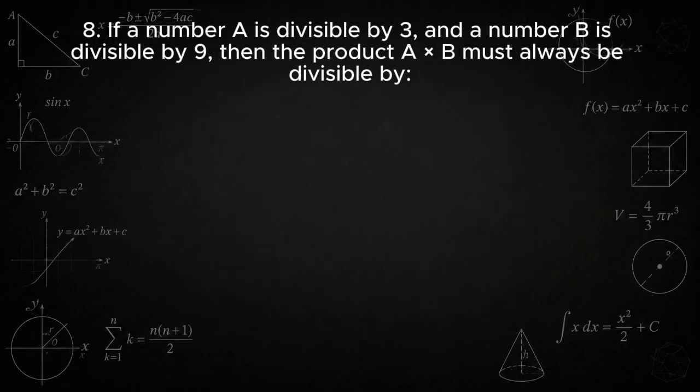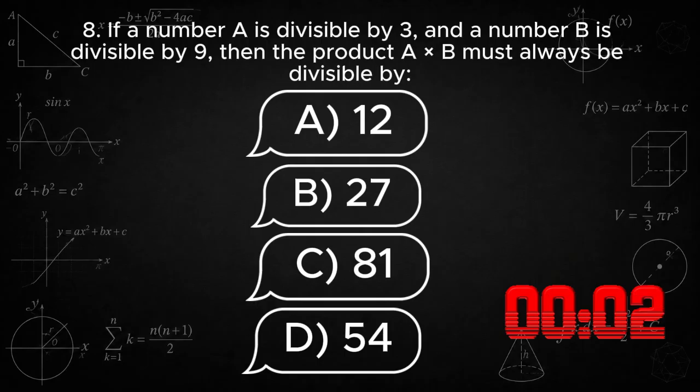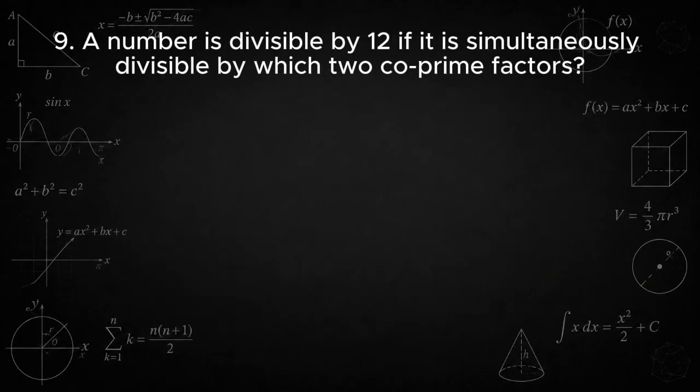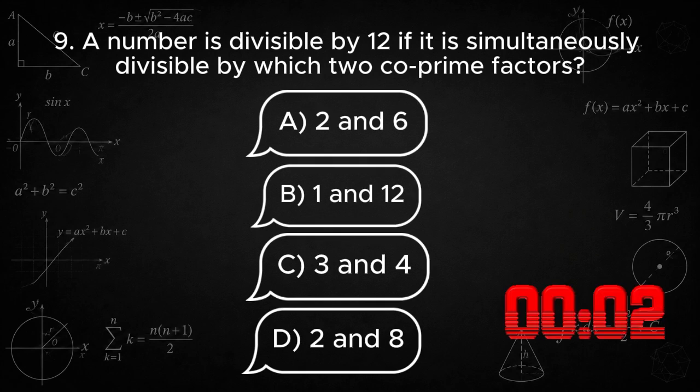8. If a number a is divisible by 3 and a number b is divisible by 9, then the product a times b must always be divisible by... 9. A number is divisible by 12 if it is simultaneously divisible by which two co-prime factors?